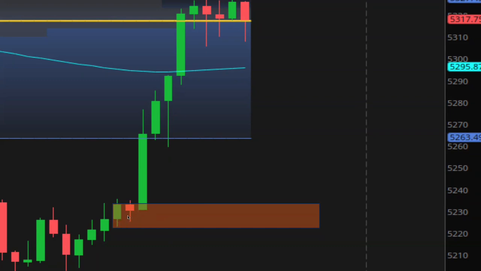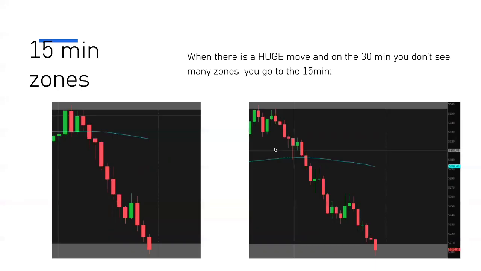And when you're looking for consolidation, you really want equal highs and equal lows. So like a 1 to 2 point difference on ES, like a 5 point difference on NQ is really what we want to look for here. The 15-minute zones, why I rarely play them.